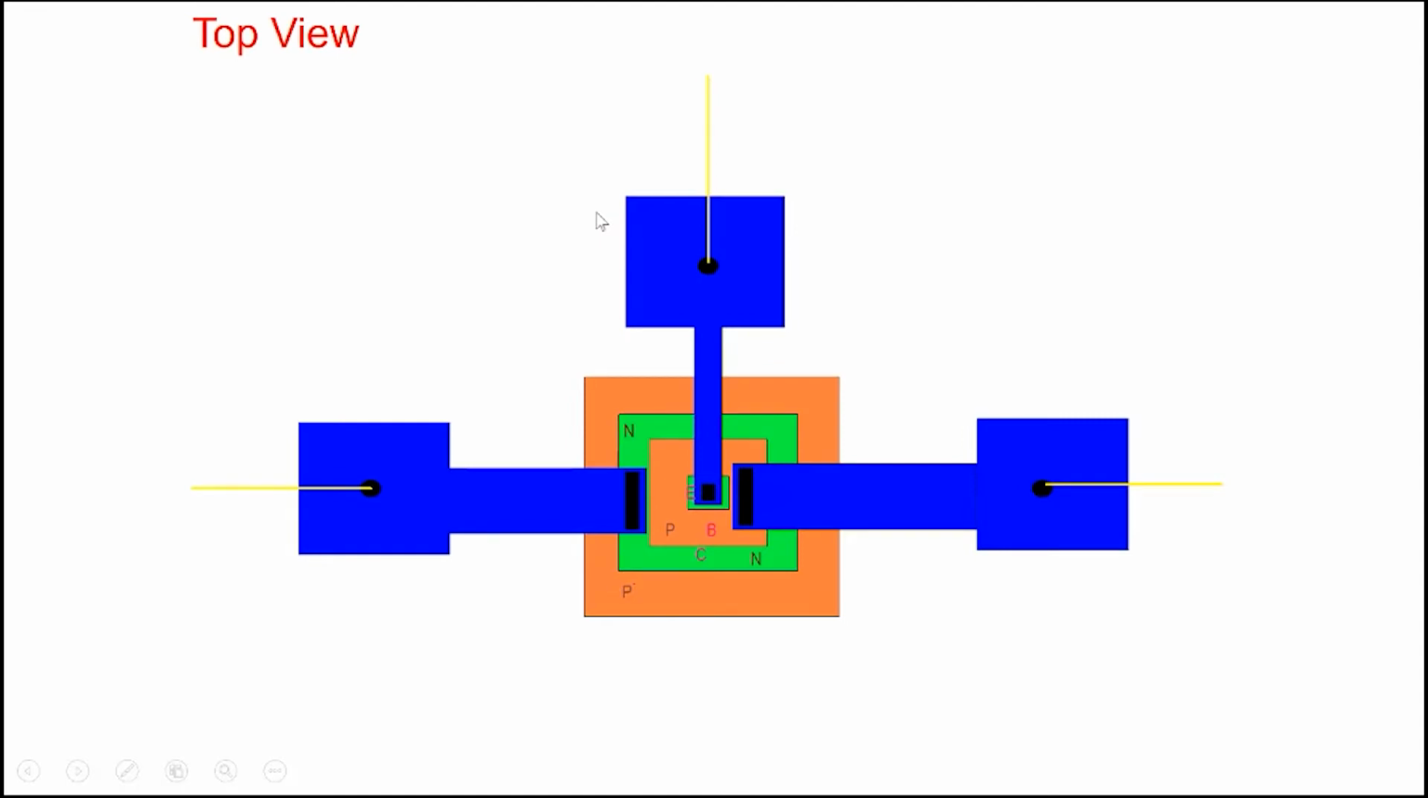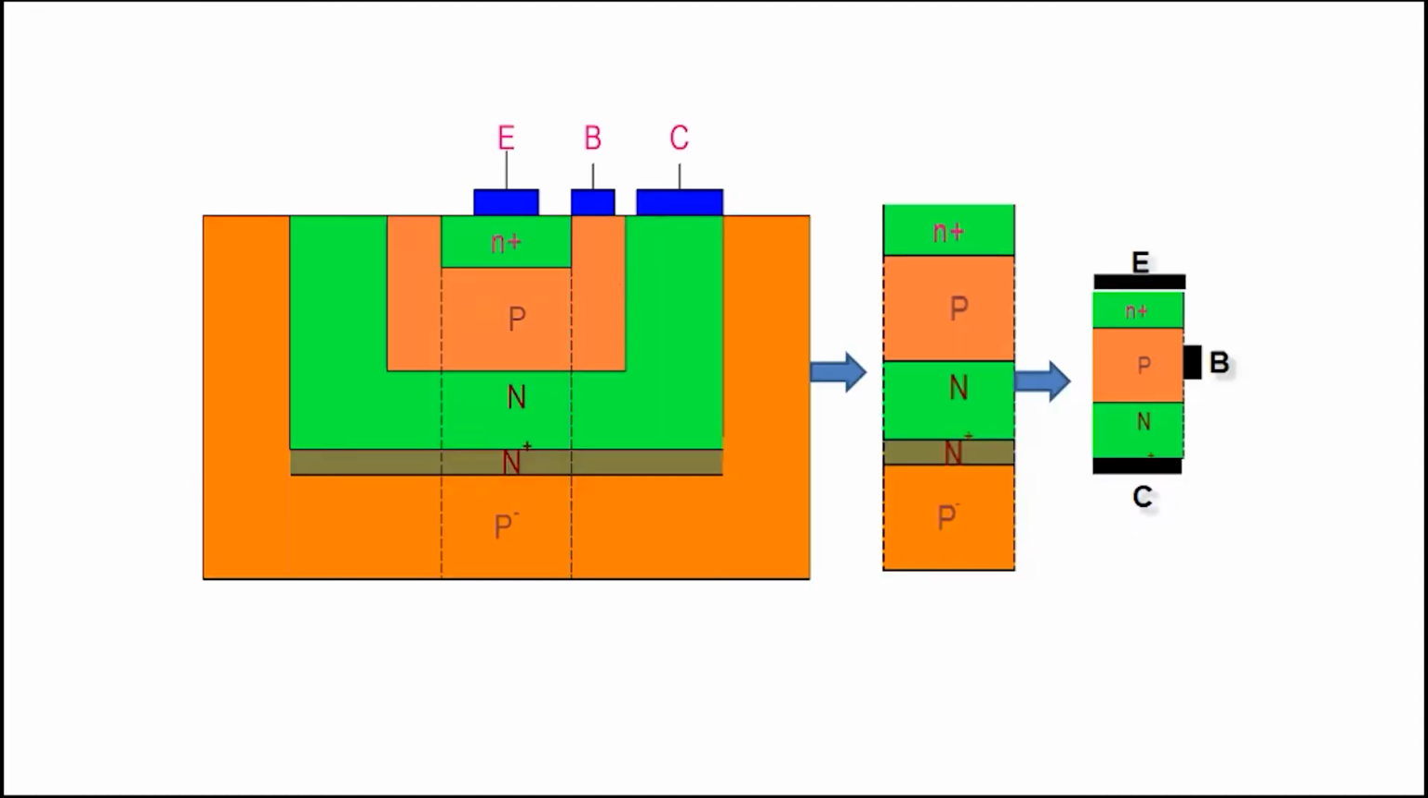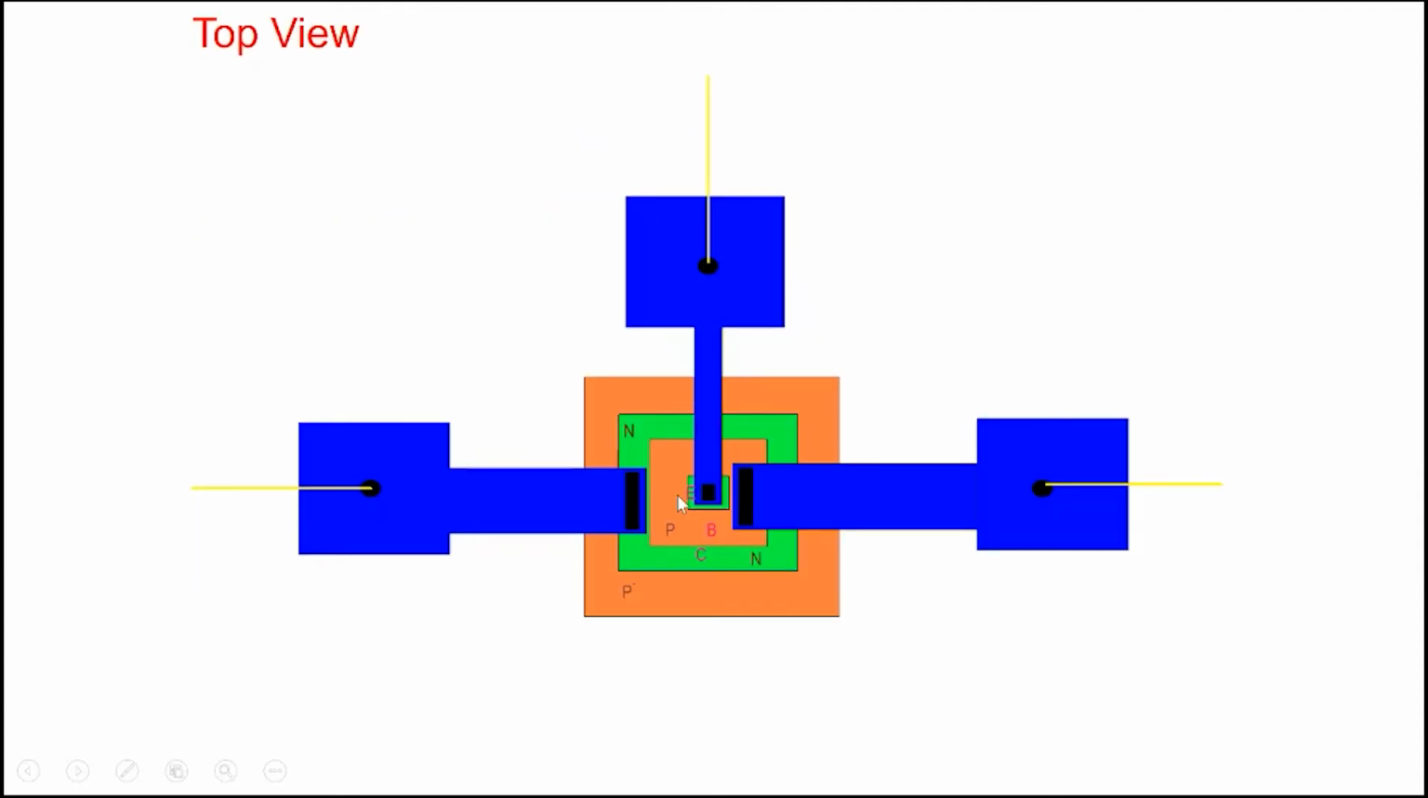All right, this is the top view. If you look at it, the previous one is a cross-sectional view, and this one is the top view here. So this is the region here, emitter. This is the region here, base. This is the region here, which is the collector.